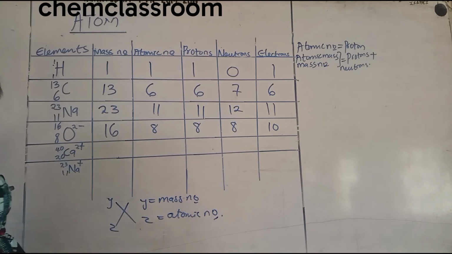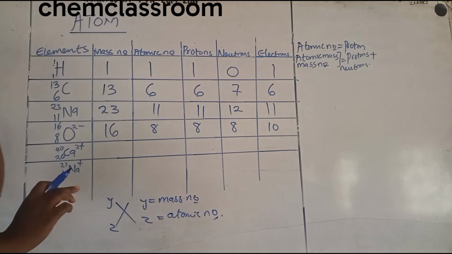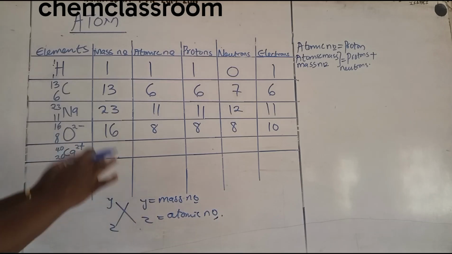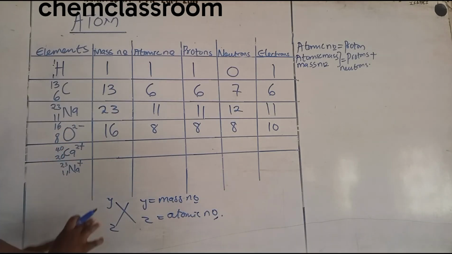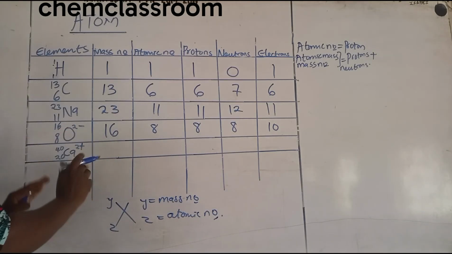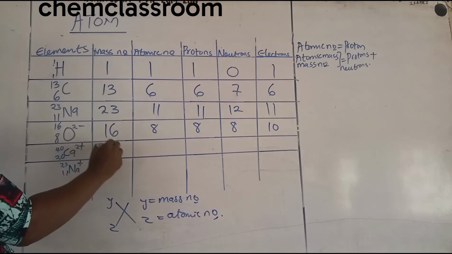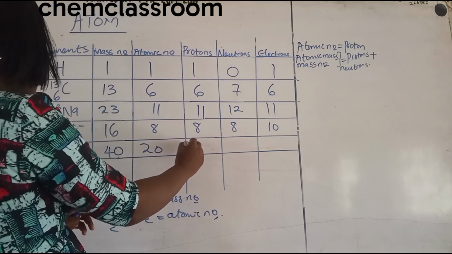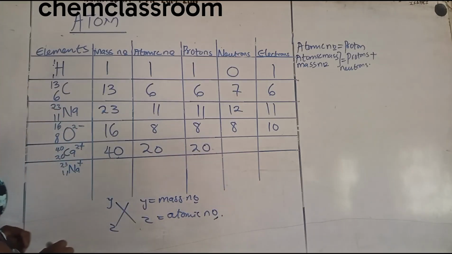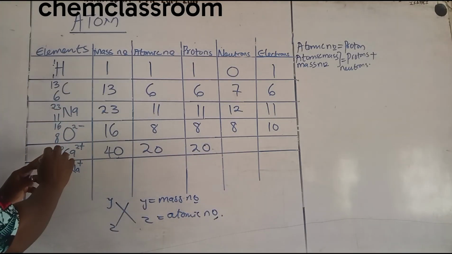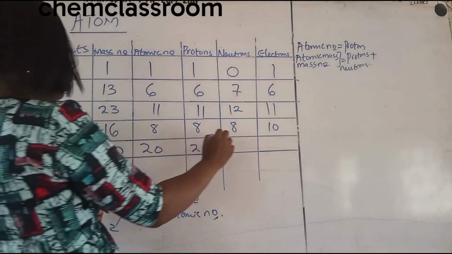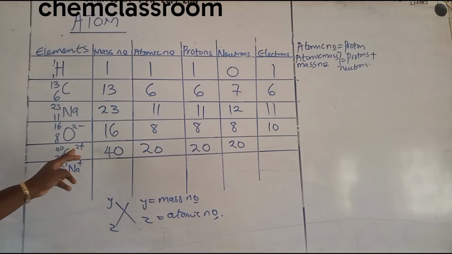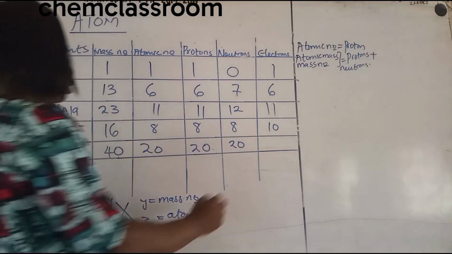Then we have calcium here giving out 2 electrons because of the positive charge. Now we have mass number to be 40, atomic number to be 20, protons is also 20. Then the neutron will be what? 40 minus 20, which is 20. Then my electrons, calcium is giving out 2 electrons, so my electrons there will be 18.